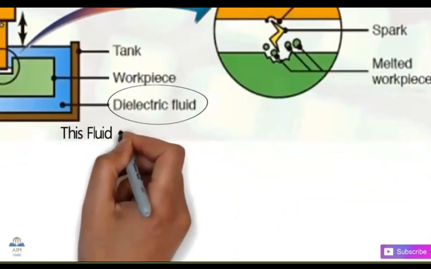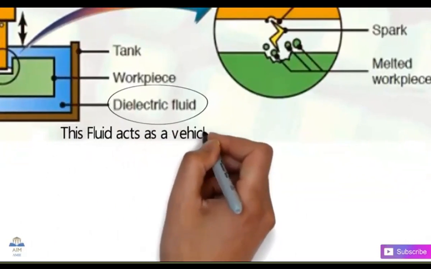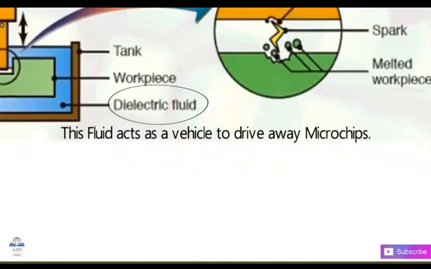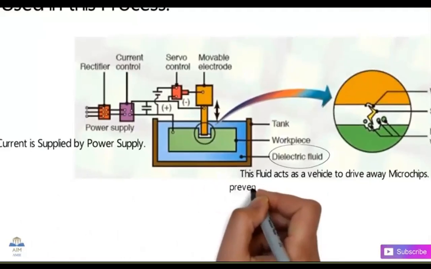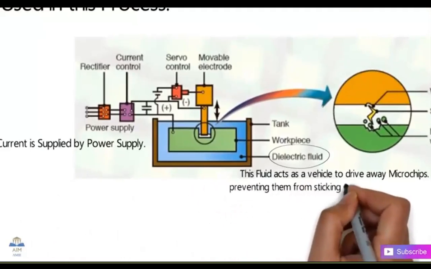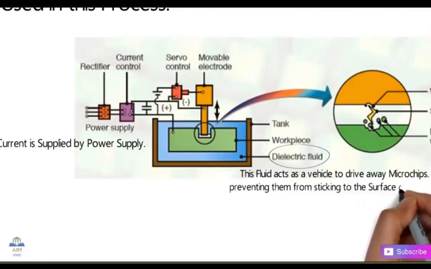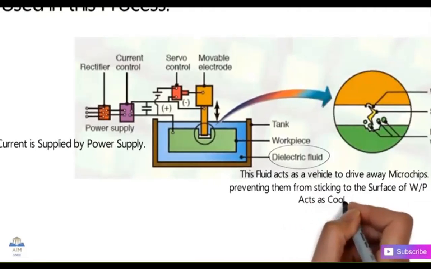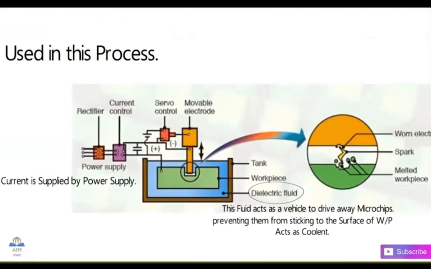Next one is the dielectric fluid. Basically, this fluid acts as a vehicle to drive away the microchips which get formed in this process. This dielectric fluid prevents those small chips from sticking to the surface of the workpiece, and it also acts as a coolant.